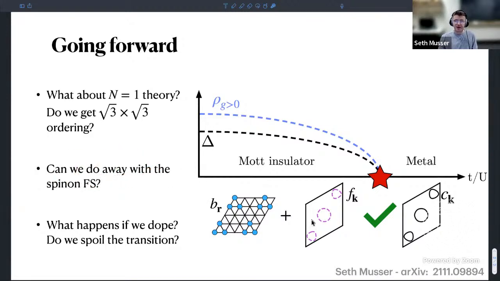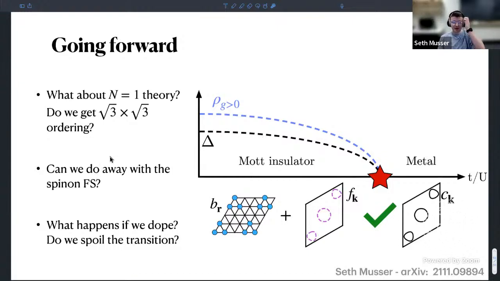Can we do away with the spinon Fermi surface? At the same time that we gap out the electronic degrees of freedom, we still have the opportunity for the theory to be a thermal conductor. So the spinons can still carry heat. And it might be interesting to study this theory when we gap out the spinons at the same critical point as well. So a lot going on at the critical point.